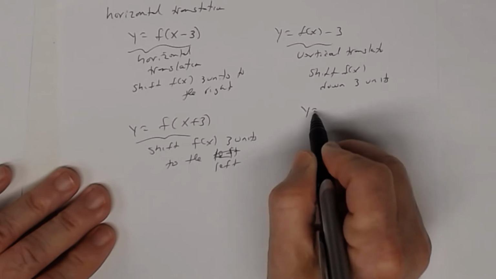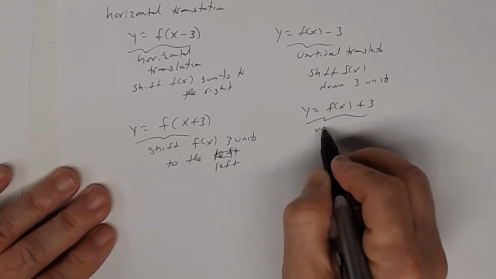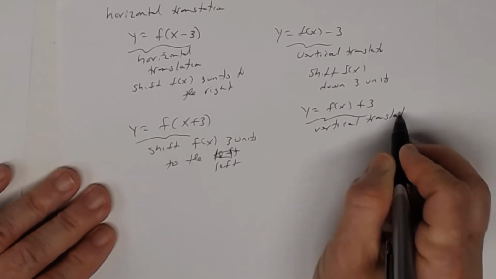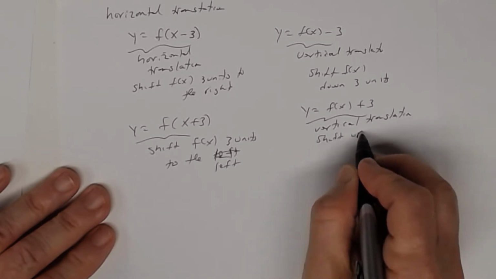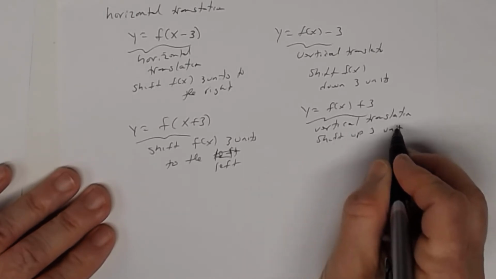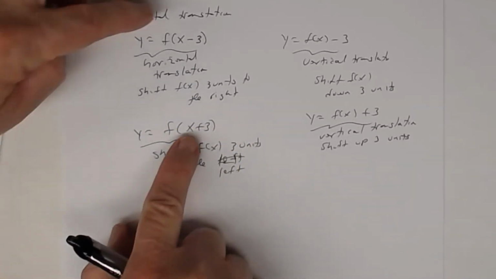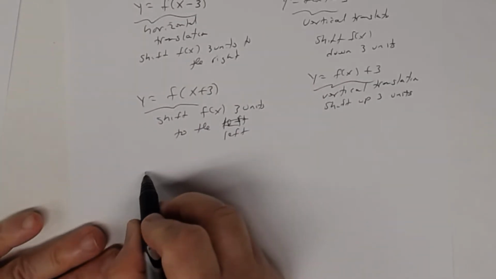And then if you had y equals f of x plus 3, then that's again a vertical translation, and you would shift it up 3 units. Okay? But with horizontal, this is what it looks like. All right, and it's counterintuitive. So then let's go ahead and graph this now.